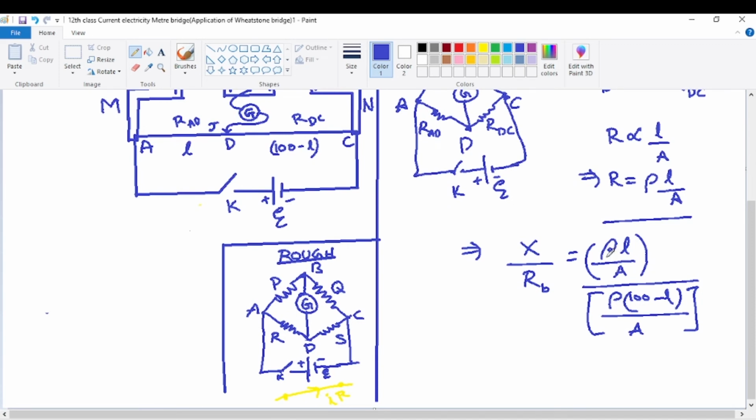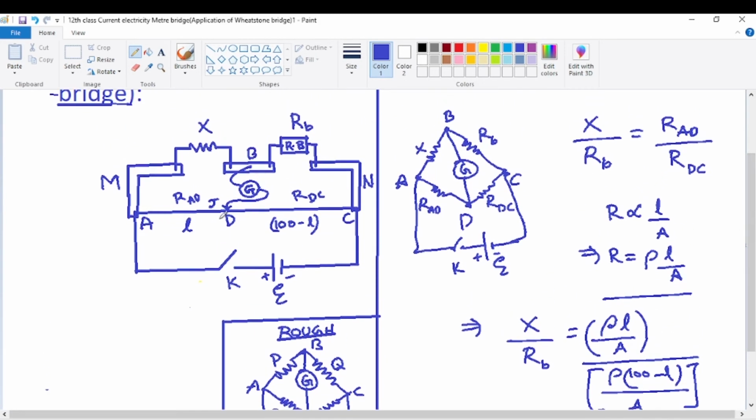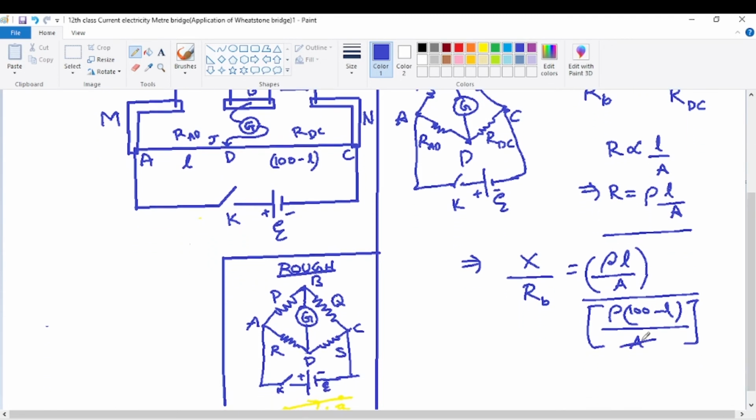What is rho here? It's the specific resistance of the material of the wire. The entire bridge wire AC is of the same material, with the same uniform area of cross section also. So both the numerator part area of cross section and the denominator part area of cross section will get cancelled. The numerator part belongs to the first part AD and the denominator part belongs to the second part DC. Both have the same area of cross section, so it can be directly cancelled.